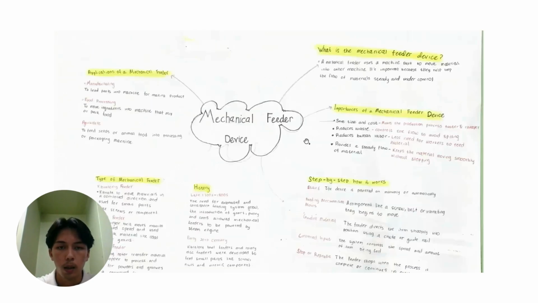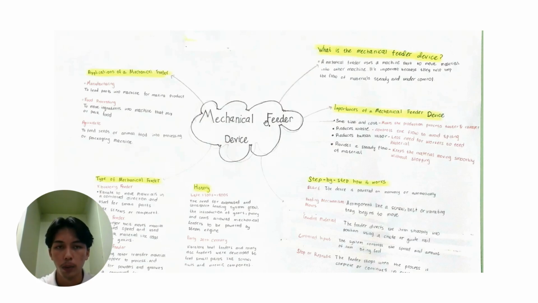The last information about the mechanical feeder device is the importance of a mechanical feeder device. The first one is saving time and cost. It makes the production process faster and cheaper. The second one is reducing waste. It controls the flow to avoid spilling. Next is reducing human labor, with less need for workers to feed material. And the last is providing a steady flow of material. It keeps the material moving smoothly without stopping.